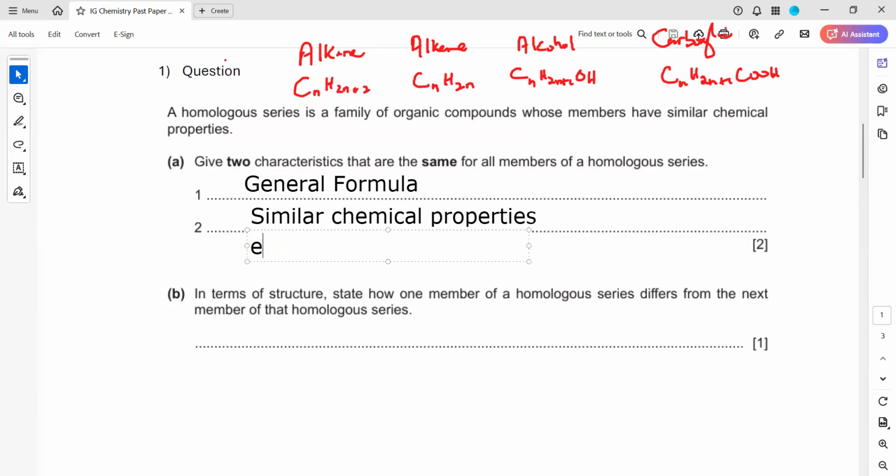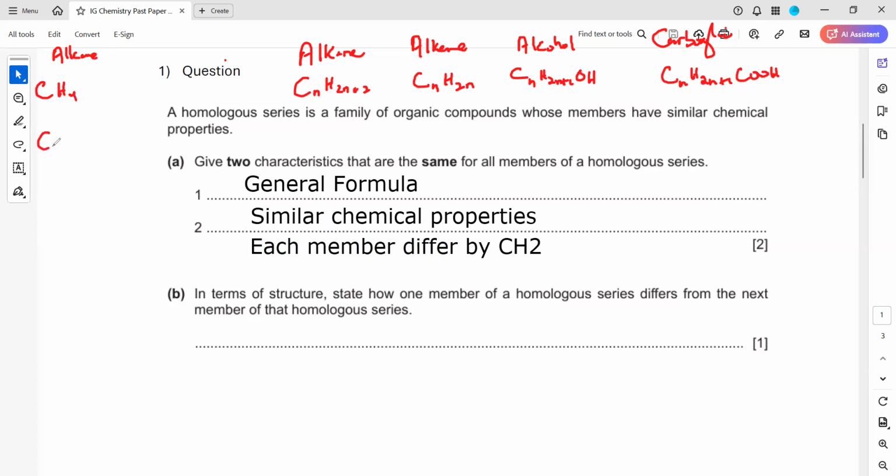Another property, though we just need two, but I'm writing another: each member differs by CH2. This means the difference between the members of the series is CH2. For example, when we talk about alkanes, the formula for methane is CH4, ethane is C2H6, propane is C3H8, and butane is C4H10.